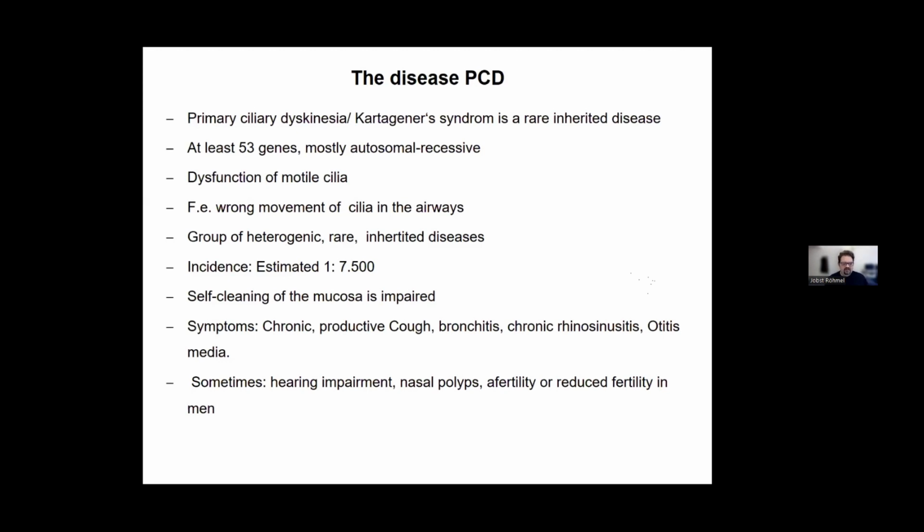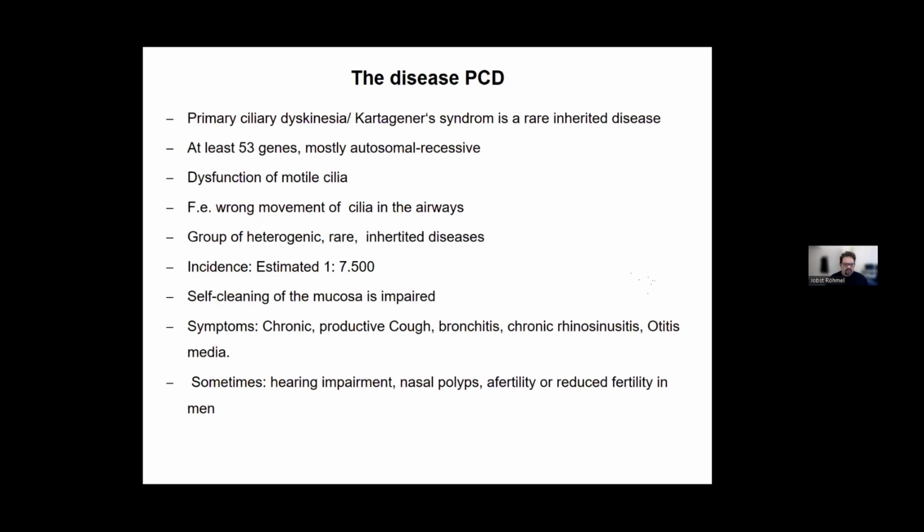And the incidence is estimated at 1 in 7,500, more than we thought. But when you look for things, you find them. The self-cleaning of the mucosa is impaired, and symptoms are, as you all know, chronic productive cough, bronchitis, chronic rhinosinusitis, so nose problems, and ear problems, and also hearing impairment, nasal polyps, or reduced fertility.